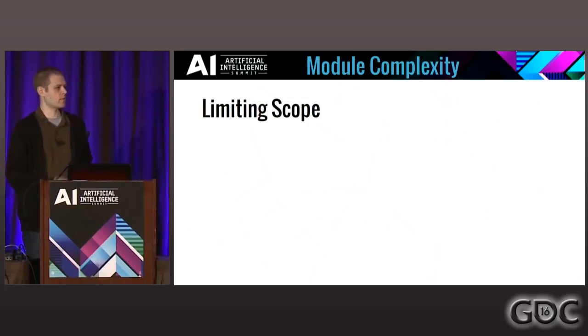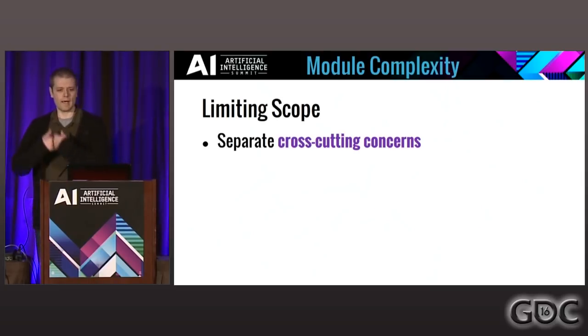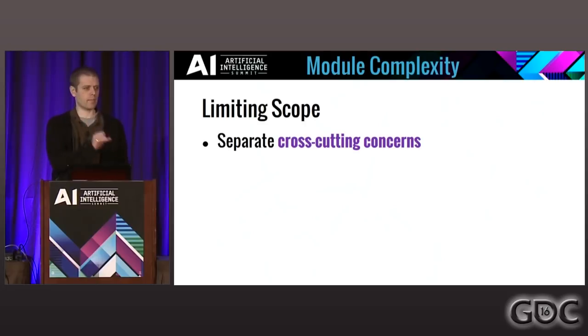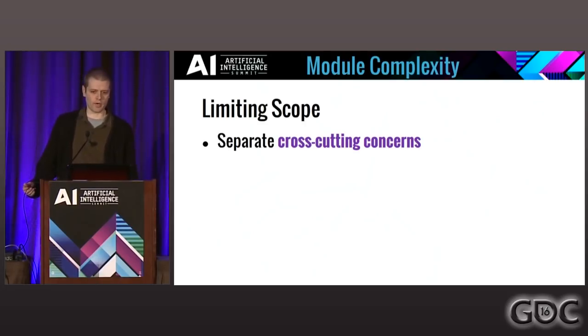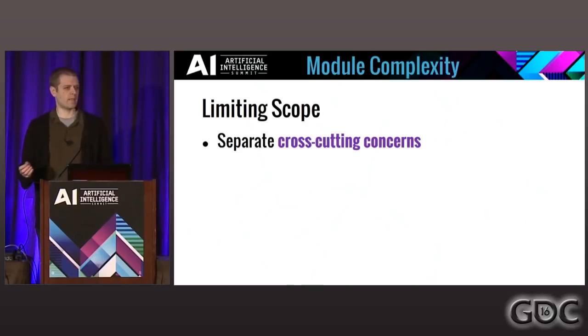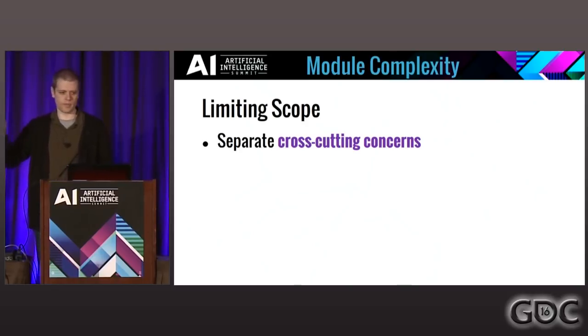One of the big ways to accomplish this is by limiting the scope of what you try to accomplish within a module. So one thing you want to do is try to separate cross-cutting concerns. That's a term from aspect-oriented programming. And the idea is that there might be a functionality that gets repeated across a whole bunch of modules, right?